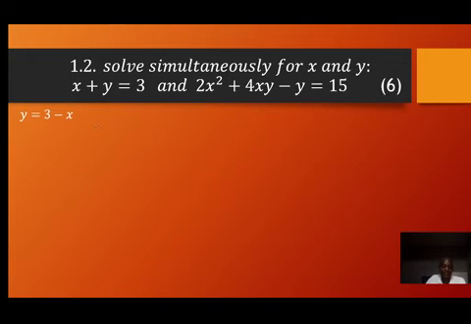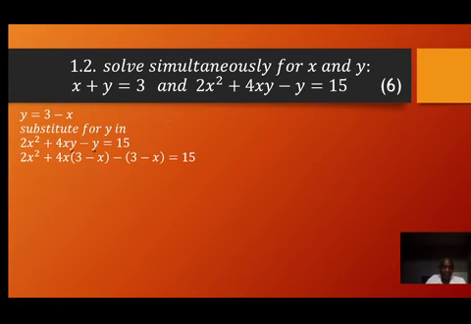After getting that, I substitute for y in this equation here, that is 2x squared plus 4xy minus y equals 15. Where there is y, I put 3 minus x, so this y here I put 3 minus x, and this y here I put 3 minus x. The moment I do so, I open my brackets. Don't forget that y equals 3 minus x.